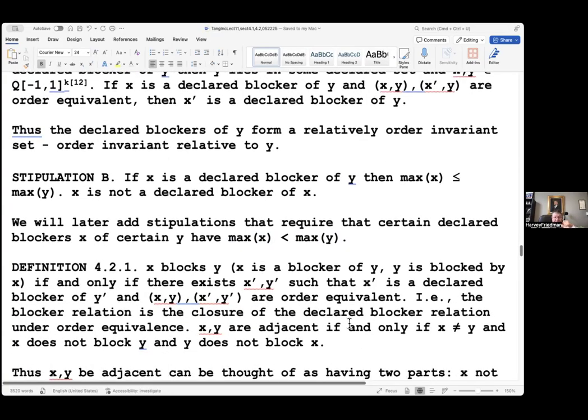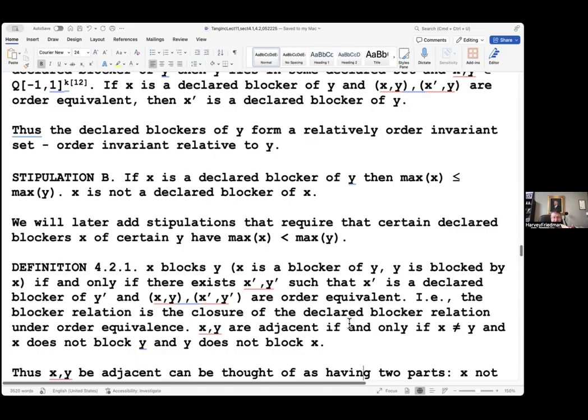We now define X blocks Y if there's an X′, Y′ such that X′ is a declared blocker of Y′, and XY and X′Y′ are order equivalent. So the blocker relation is the closure of the declared blocker relation under order equivalence. This is important. The declared blockers are the immediate stuff that you care about, and then you have the blocker relation that comes out of that by closing it under order equivalence, because remember, the graph has to be order invariant.